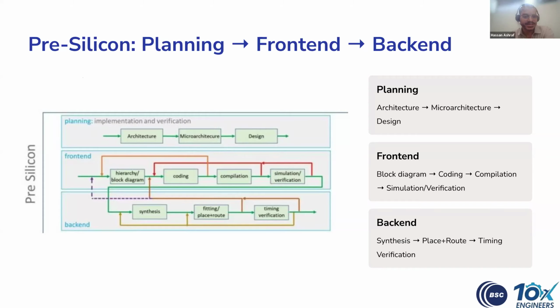Then comes the backend. In the backend phase, we do the physical design. So once the RTL is designed and it's tested, you do the synthesis, you do place and route, and then you also do the timing verification, checking for timing violations.